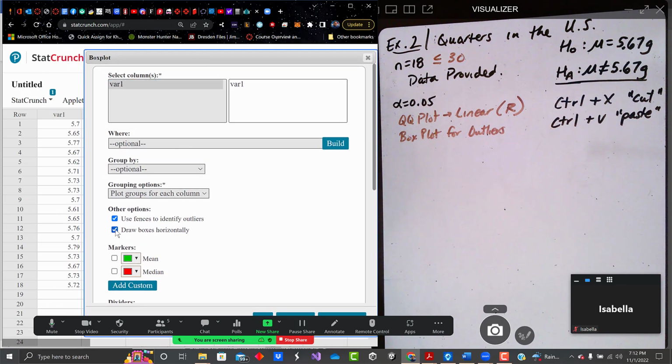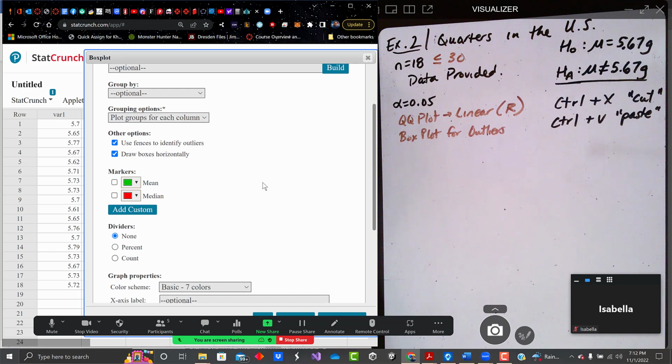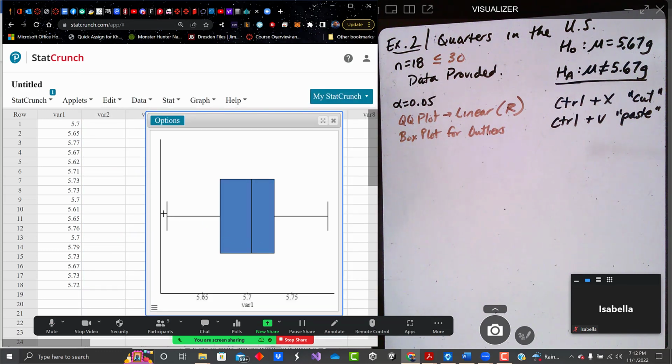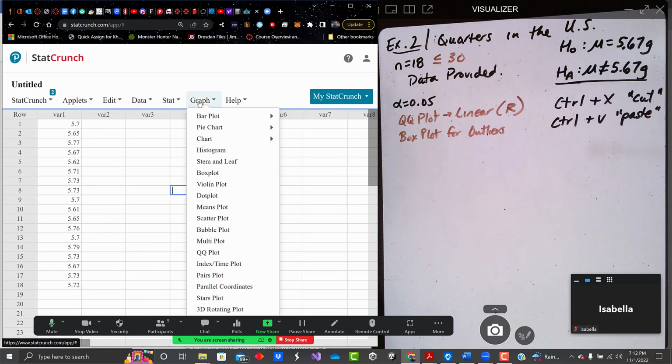I'm going to draw boxes horizontally and click compute. And I don't see any outliers. The shape looks pretty good to me too. It doesn't look like it's left or right skewed, so I'm guessing this is going to be linear. But we've got to check the QQ plot.